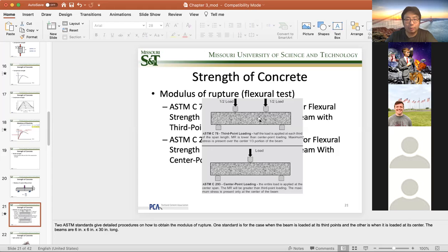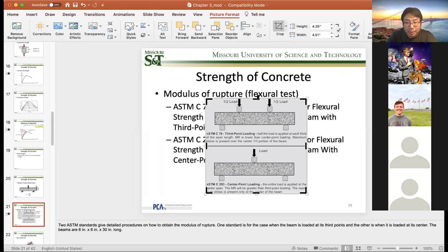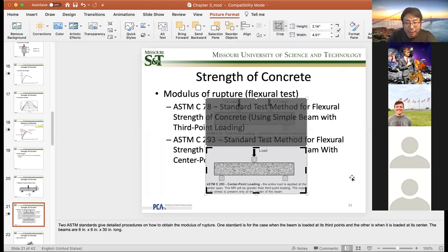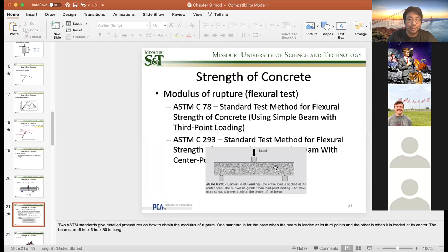There are 2 types of tests: the 4-point load and the 3-point load. The 3-point load is now called center point loading, that's fine. But the lower scheme here is the most often used test.